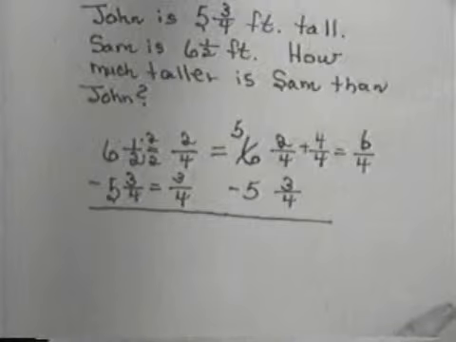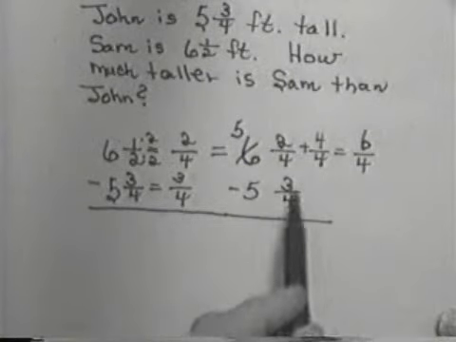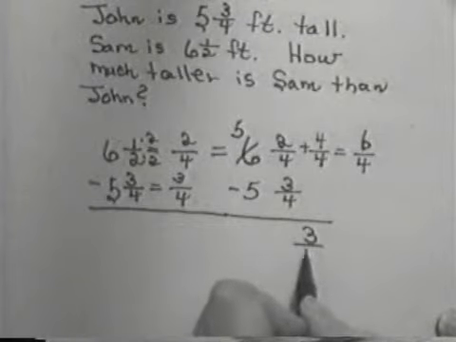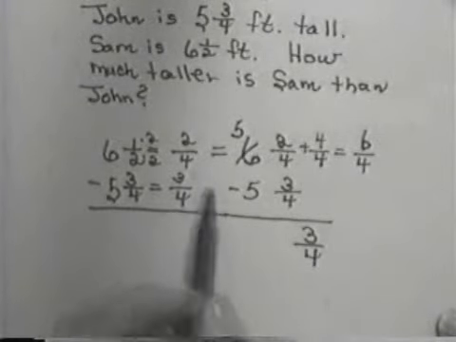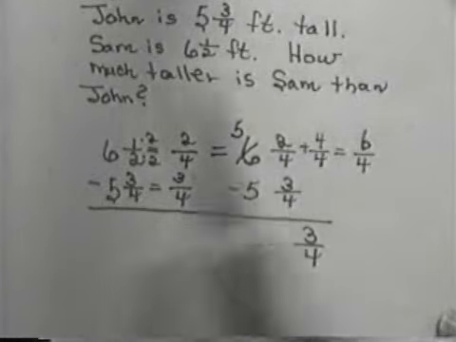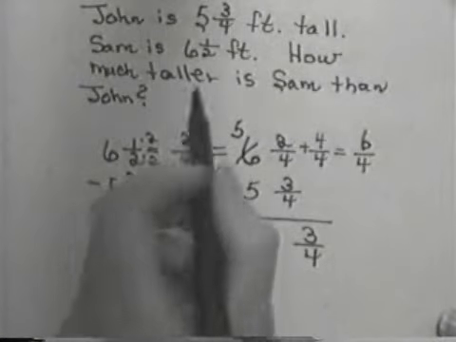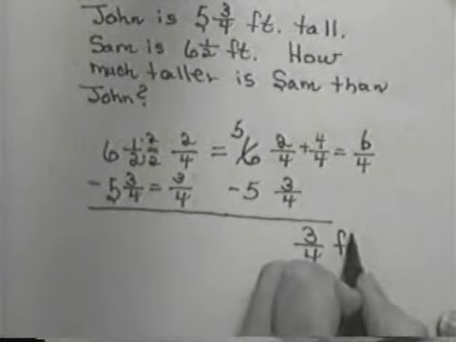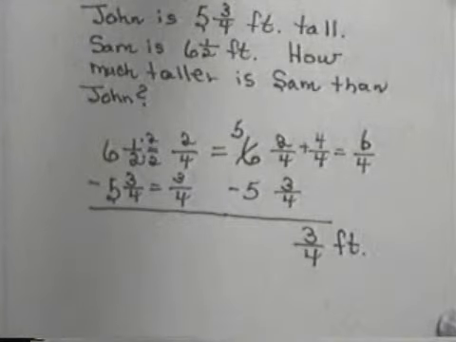So when we get ready to subtract, we're subtracting the 3 4s from the 6 4s. That's going to leave us with 3 4s. And the 5 from the 5 will leave us with 0. And we're talking about how much taller, and the height is measured in feet, so we'd want to put the feet in our answer. So how much taller is Sam than John? Sam is 3/4 of a foot taller.